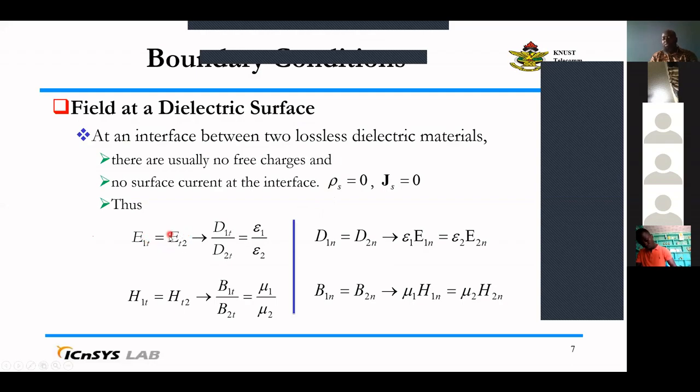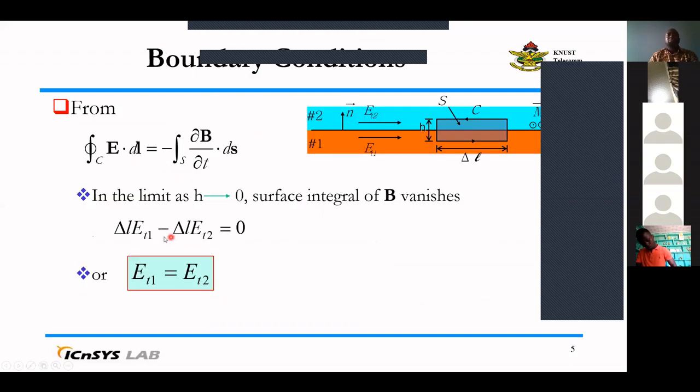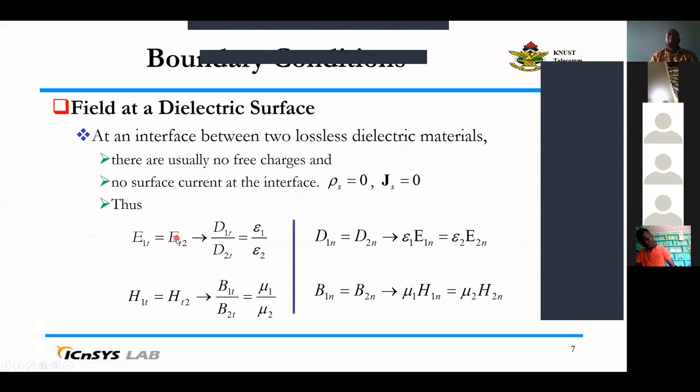Now, in the case of the tangential component of the electric field, we have already demonstrated that it is continuous across the interface. ET1 equals ET2. So that remains the same. And now if we remember that, D actually equals what?